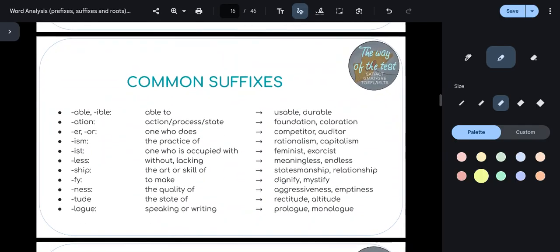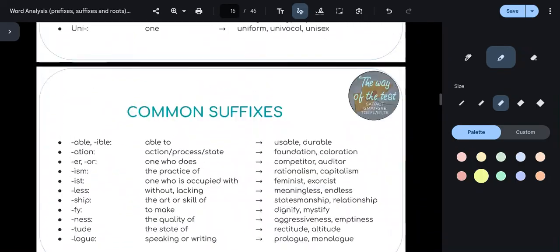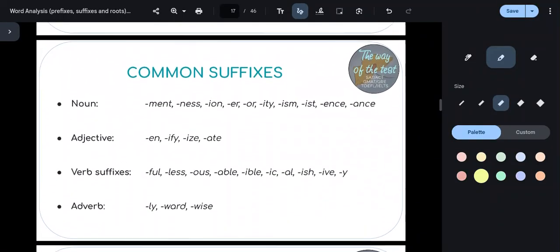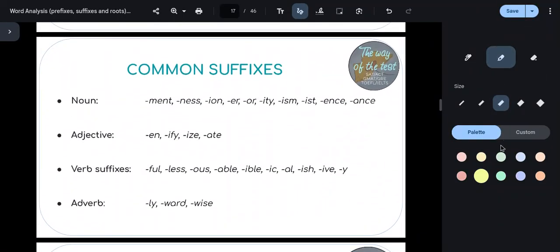Again, this is a list of common suffixes, and here this is a list of common suffixes per type of word, per category of word. So, for example, how can you tell that a word is a noun? Well, it will typically use one of these suffixes. Also, if you have a root, and then you add one of these suffixes to that root, that root may have been a verb originally, but when you add these suffixes, now you turn it into a noun. Same thing happens when you have an adjective. Same thing happens when you have verb suffixes. Same thing happens when you have an adverb.